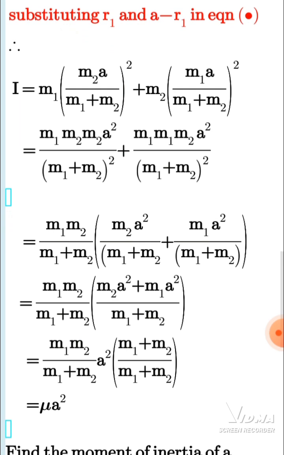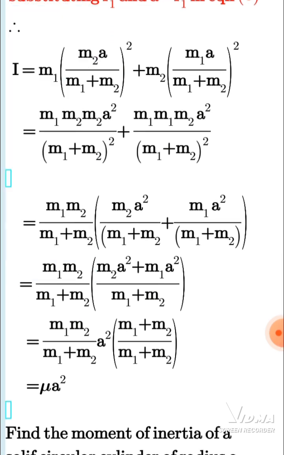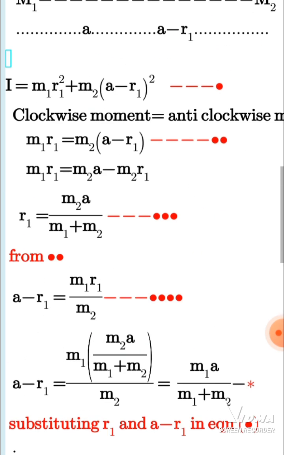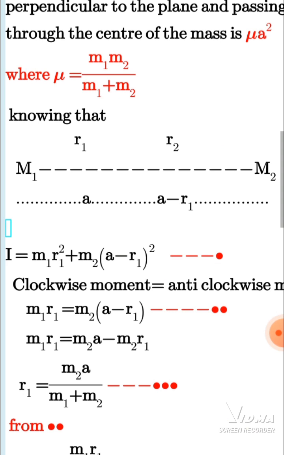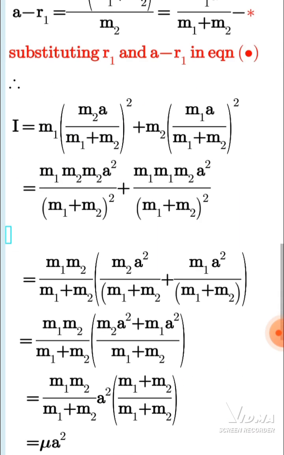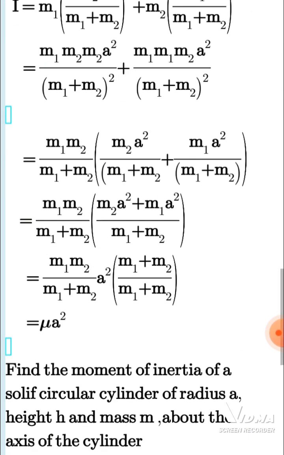After factorizing out m1 m2 over m1 plus m2 times a squared, you can see we are left with m1 plus m2 over m1 plus m2, and that gives us 1. Going back to the question, they gave us that mu equals m1 m2 over m1 plus m2. So when we substitute it, we have mu a squared. So we've already proved that.